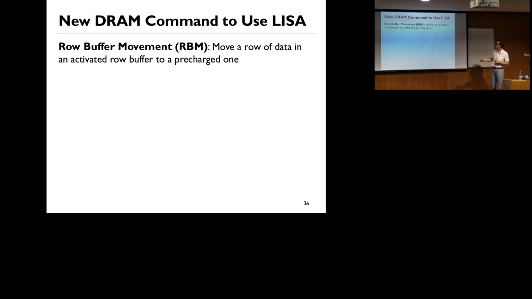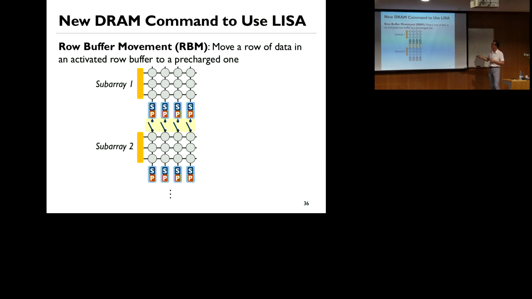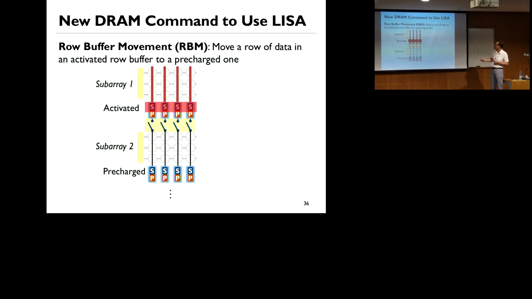And we introduced this new DRAM command we call LISA, low-cost interlinked subarrays, row buffer movement, to move a row of data from an activated row buffer to a precharged one. So let's take a look at this command. You basically have the subarray that's activated, and you have this one precharged. And you have this row buffer movement command that wants to move whatever is here into this next subarray.